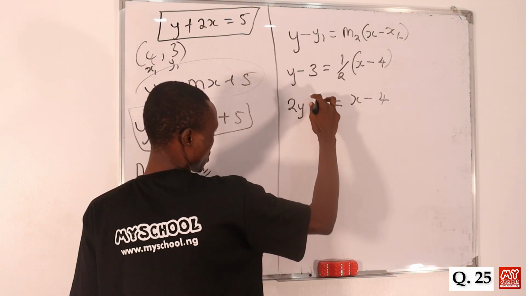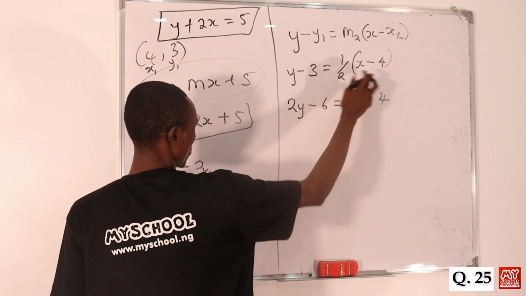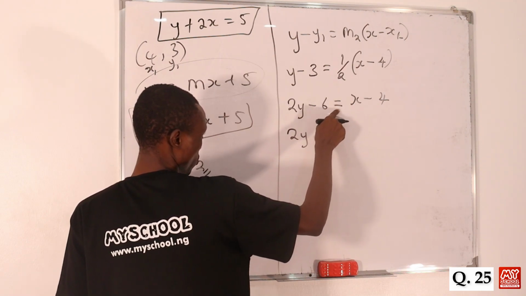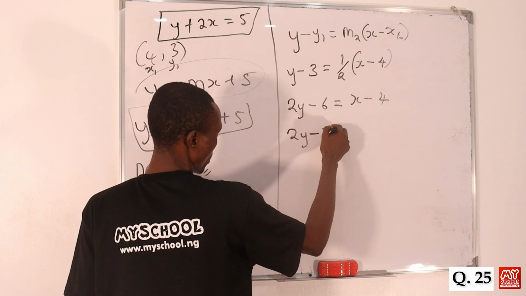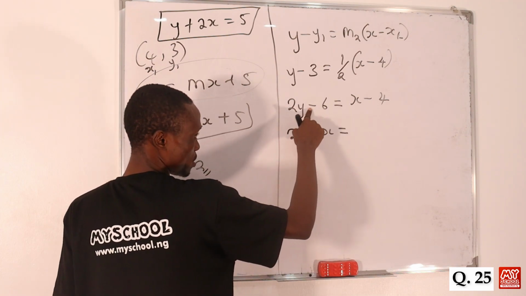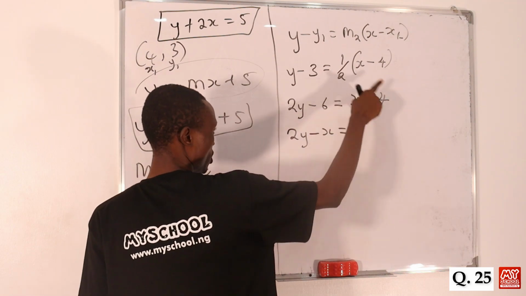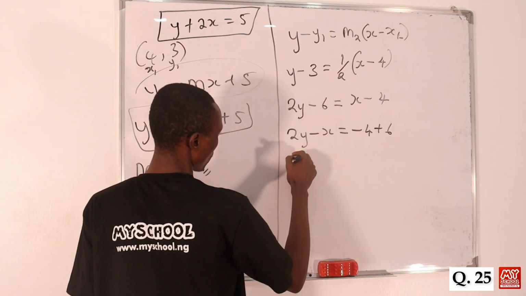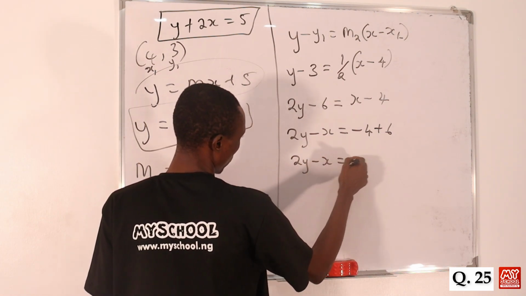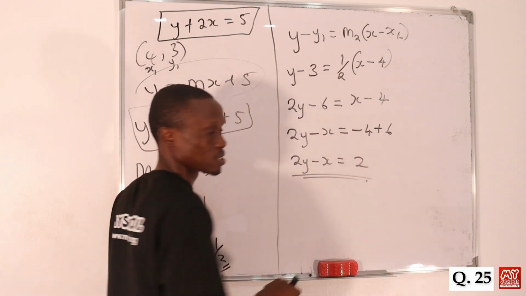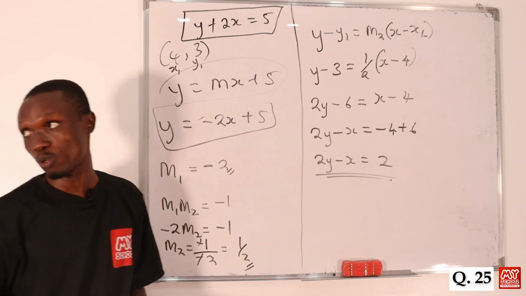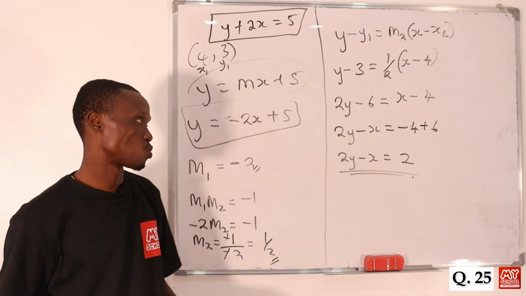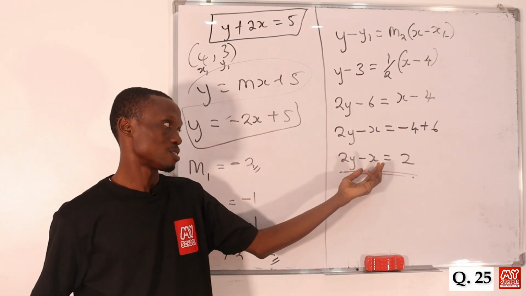So we just move this x to this side and move this minus 6 to this other side. So 2y, of course, this x here is positive. So once it crosses the equal to sign, it's going to change to minus. Minus x is equal to, now this our 6 is negative here. Once it crosses the equal to sign, it will change to plus. So we're having minus 4 plus 6. So that at the end of the day, we'll have 2y minus x to be equal to 2. Okay, so this is the line. This is the equation of the perpendicular at the point 4 and 3 to the line y plus 2x, which is 2y minus x is equal to 2.